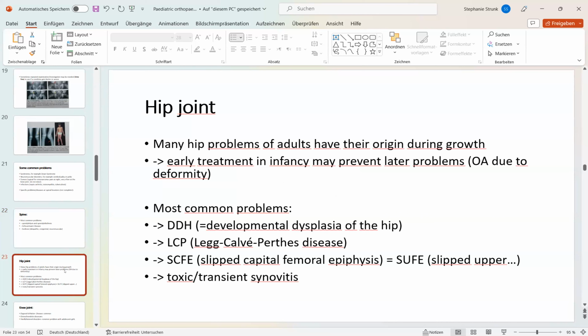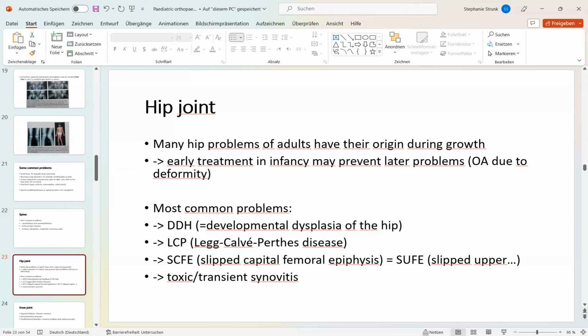So the hip joint. Many hip problems of adults have their origin during the growth phase. So it's very helpful to treat hip problems of kids correctly and completely, to prevent adults from having osteoarthritis of the hip joint. Early treatment in infancy may prevent later problems, not only may, but usually does prevent later problems. Osteoarthritis due to the deformity.